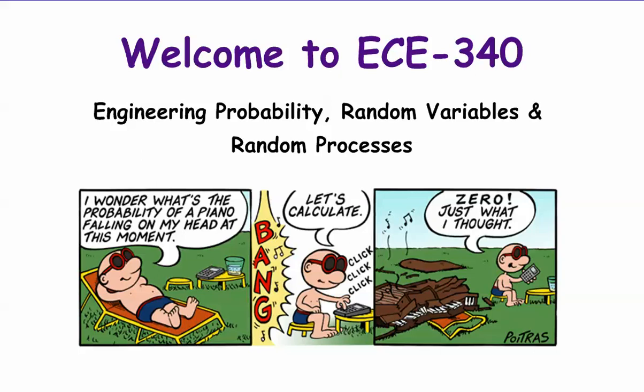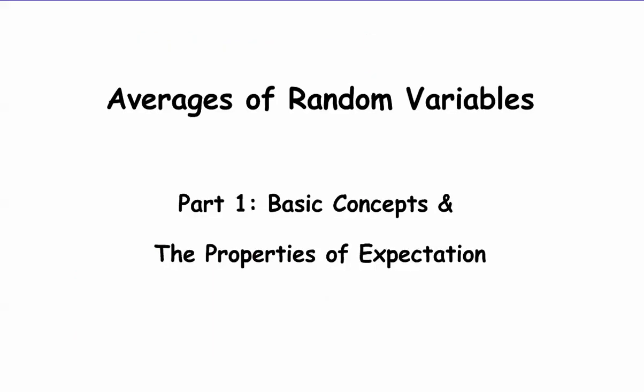Today we're going to be looking at the averages of random variables. This is actually going to be the first part of a two-part series. Today we're going to look at basic concepts and the properties of expectations. Turns out that there are several different interesting ways that we might average a random variable. The most common, and one you might be familiar with, is the mean. So let's look at that first. The mean.